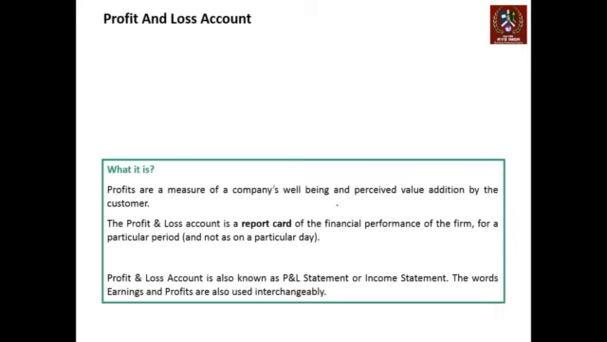Let's look at it in detail. Now, profits are a measure of a company's well-being and perceived value addition by the customer. The P&L account is a report card of the financial performance of the firm for a particular period. So remember, we had discussed that P&L accounts and cash flows are periodic statements. So P&L is a periodic statement. It gives you the performance of the company for a particular period, right? This period could be a year, this could be 6 months, this could be 3 months, it could be any tenure that you have chosen.